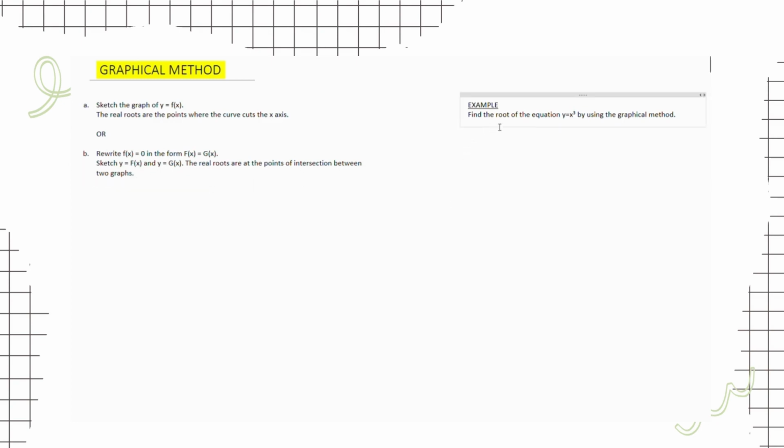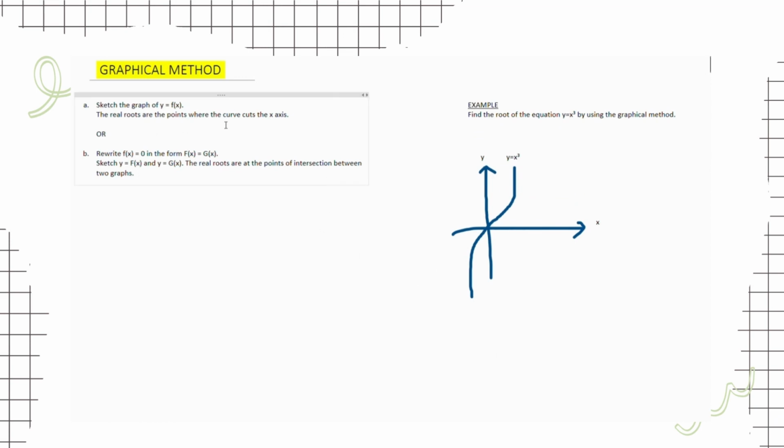So for example, find the roots of the equation y = x cubed by using the graphical method. As we know earlier, we have to sketch the graph first. So we have to sketch a cubic graph. So we have the basic graph of a cubic here. And as we know, the real roots are the points where the curve cuts the x-axis. The curve cuts the x-axis at x = 0. So we can write the conclusion: the root is x = 0.